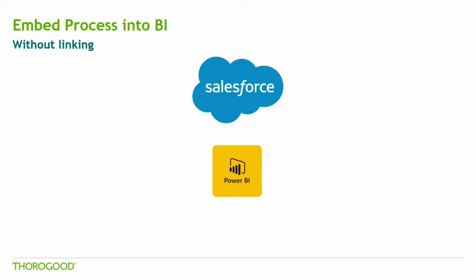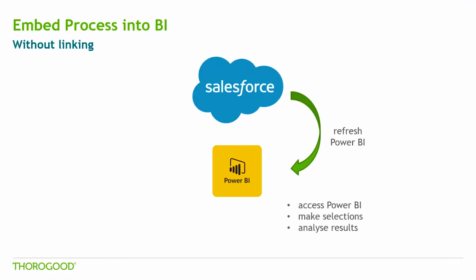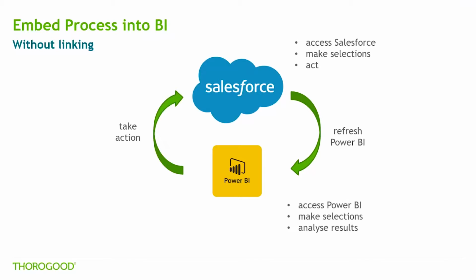And before I embed anything, the situation looks very similar to the original problem. I need to refresh my Power BI workbook with any information from Salesforce. I need to access that workbook. I need to make my selections and analyse the results and start to try and find an insight. And if I find something that I really need to act upon, that then needs to go back into Salesforce. And once again, I need to make my selections in order to do my action. Very similar problem to the one we saw before with Tableau and Salesforce.